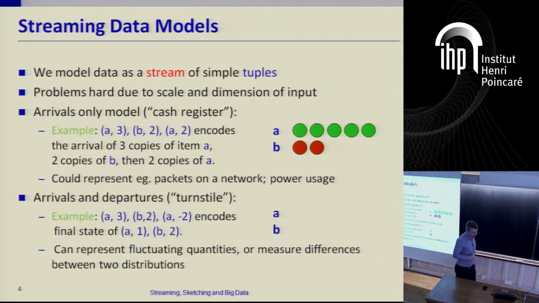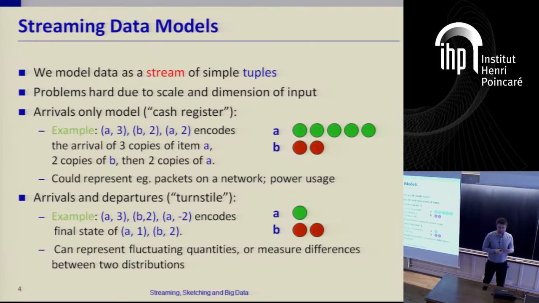A natural generalization: what if I also allow negative updates? That gets the name turnstile, this idea of elements coming in and going out. So now I could see a very similar stream of again three tuples: three arrivals of A, two arrivals of B, but then two departures of A. So my three A's arrive, my two B's arrive, and then two A's depart, leaving me with an aggregate distribution of one A and two B's.